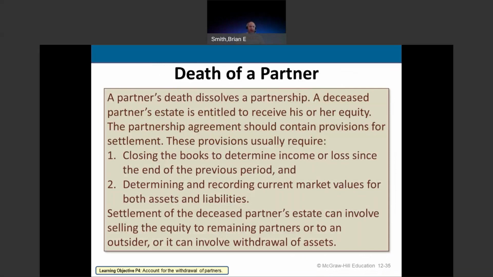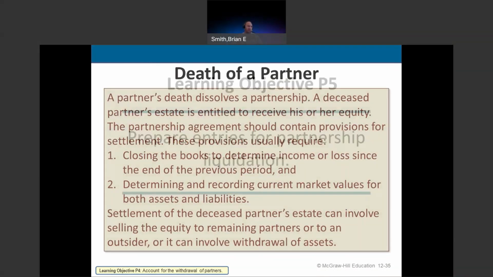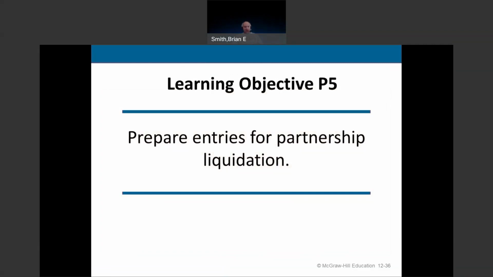All right. If the partner dies, again, this is going to be in the partnership agreement as to what would happen. More than likely, the partnership would, well, no matter what, it dissolves. But the amount that is in the deceased partner's estate can be bought out by the other remaining partners, and the estate goes to whomever the next of kin is. There's a lot of things that could happen. I'm not going to get too involved in preparing entries for partnership liquidation. The bottom line is it's not cut and dry like you'd think.